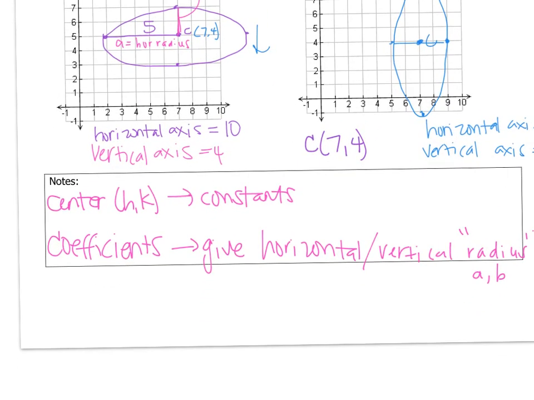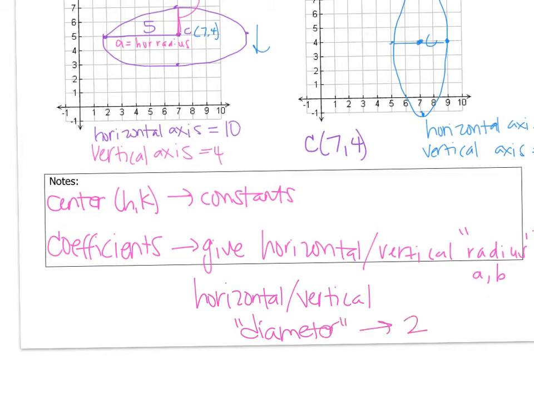And then to find the horizontal and vertical diameters or axes, we just take 2 times A or 2 times B. And really all that means is, if your value of A is 5, that's quote unquote the radius, then the diameter would just be double that, is all this is saying, okay?